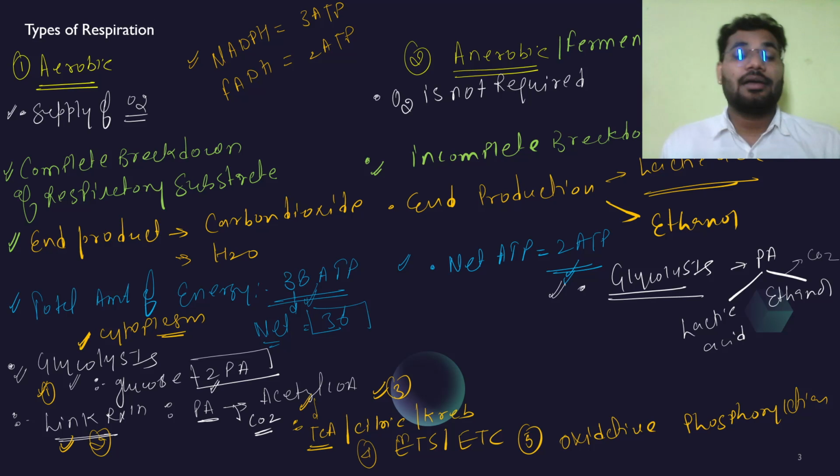Another site in our body where anaerobic respiration occurs is the RBC. RBCs do not have mitochondria, I'm sure you are aware. I'm talking about mature mammalian erythrocytes, and they help in the transportation of oxygen. If they did have mitochondria, let's suppose, then they could utilize that oxygen by themselves. So they do not have mitochondria. That is why they do anaerobic respiration.